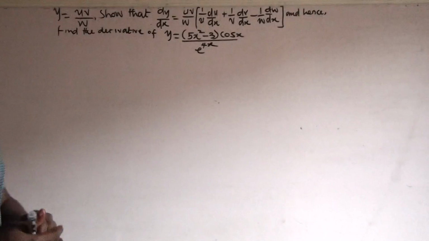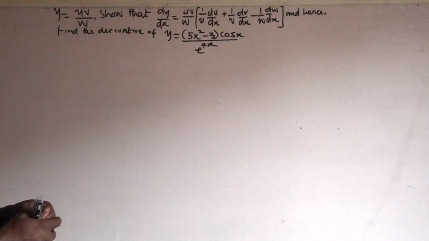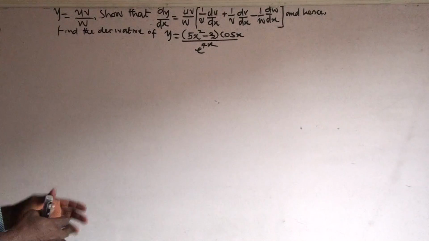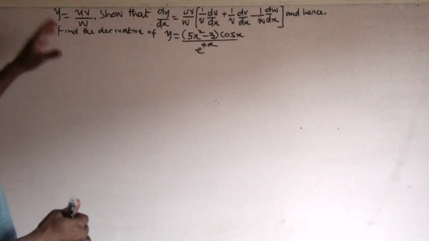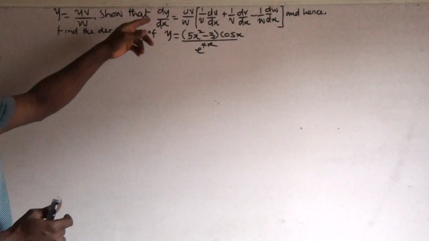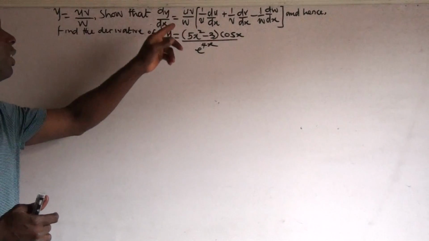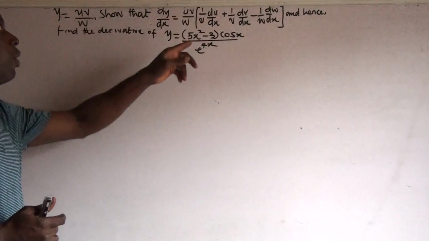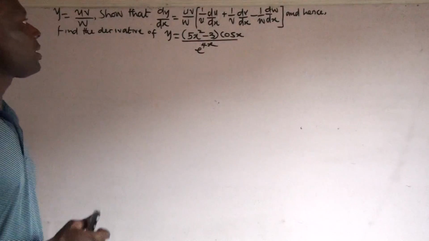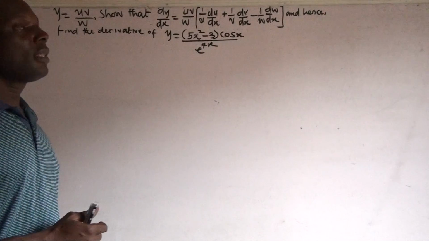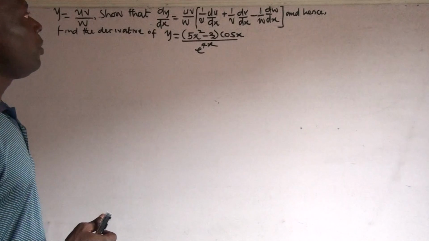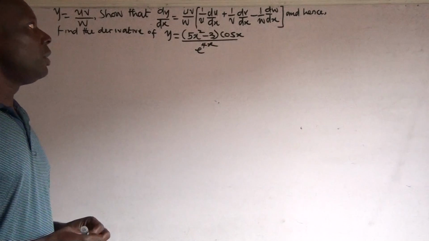Hello viewers, in this virtual class we're going to look at the derivative of this function by using logarithmic differentiation to establish this fact. You say y is equal to uv over w, show that dy/dx is equal to uv over w, open bracket 1 over u times du/dx plus 1 over v times dv/dx minus 1 over w times dw/dx, close bracket.